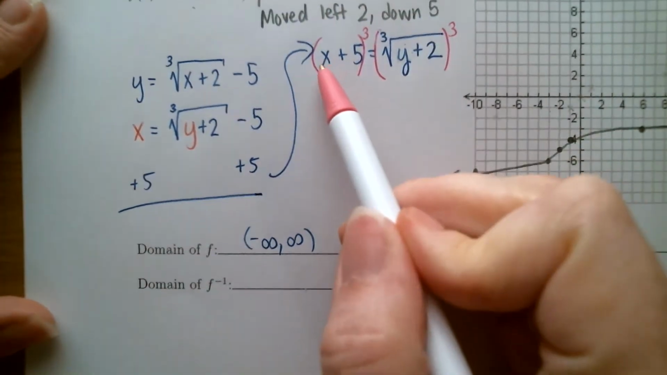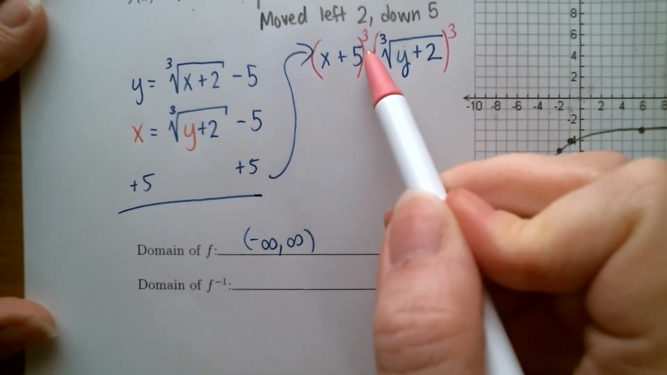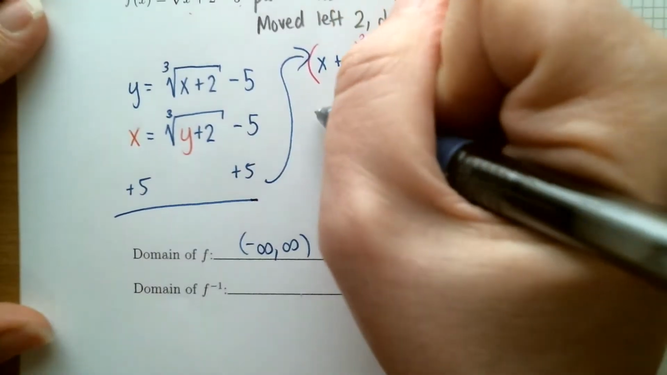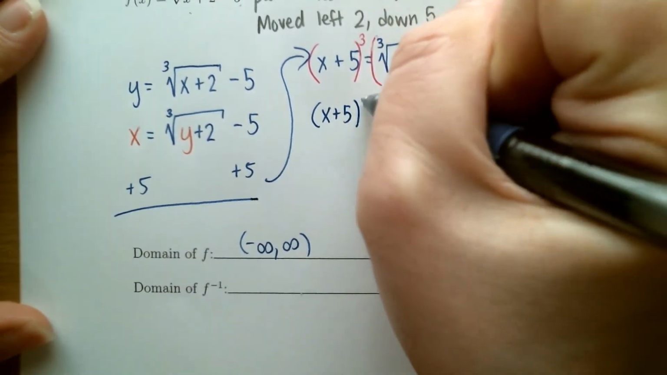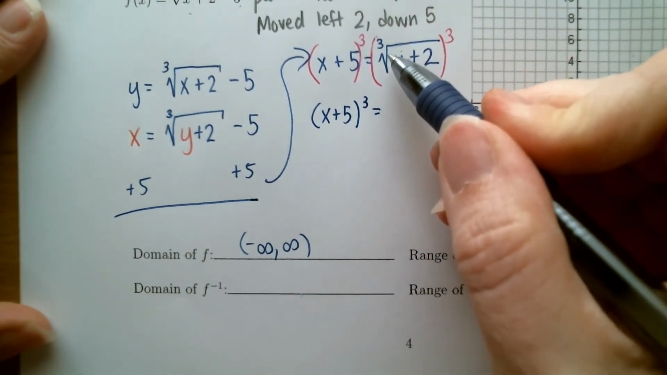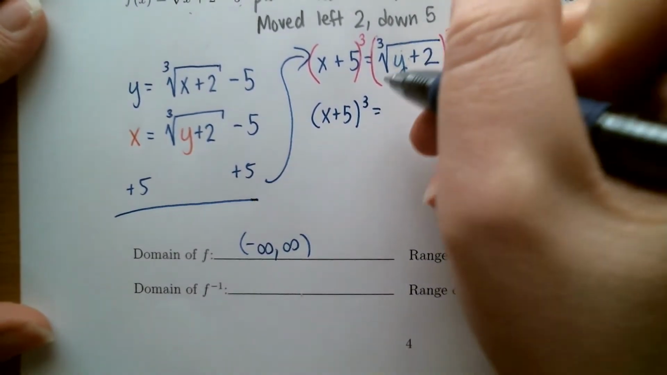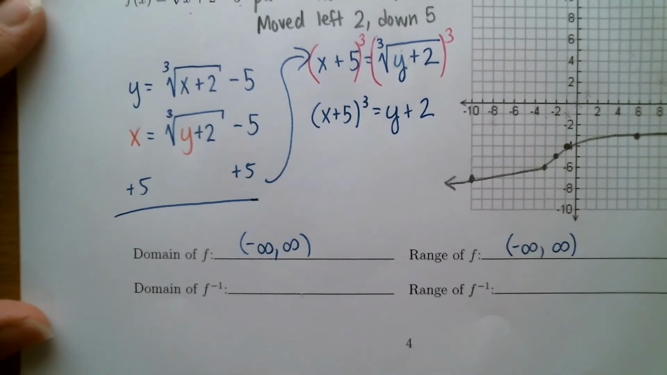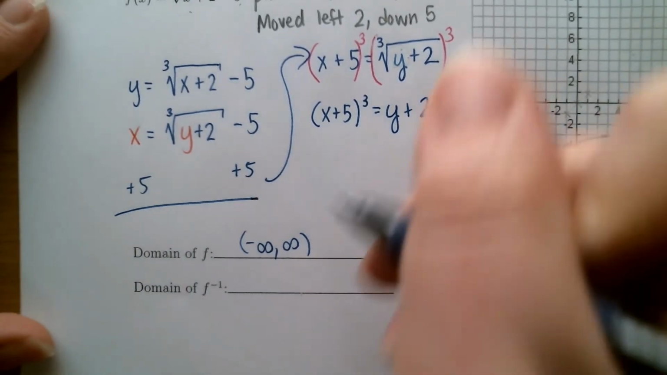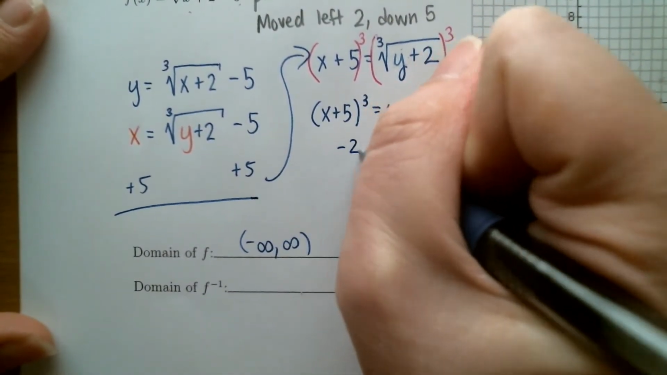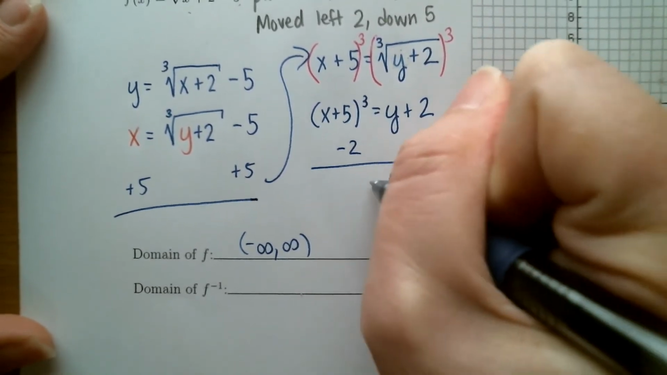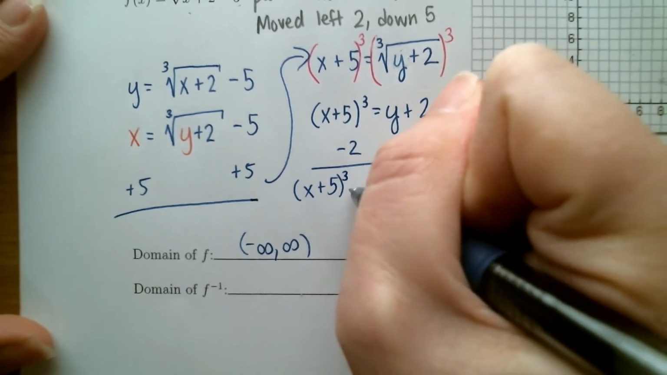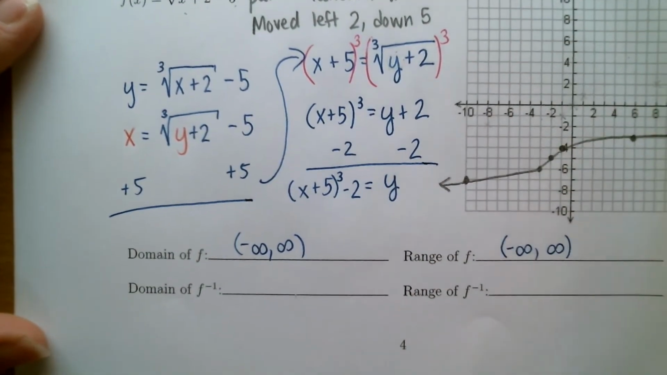Okay, so remember, this is a package deal. That whole side gets cubed, so you need parentheses there. So on the left, we're going to get (x + 5)³ is equal to, on the right, the cube and the cube root cancel each other, so we're left with y + 2. And then finally, if we want the y, we need to just subtract off the 2. So we're going to get y = (x + 5)³ − 2. That is your inverse function.